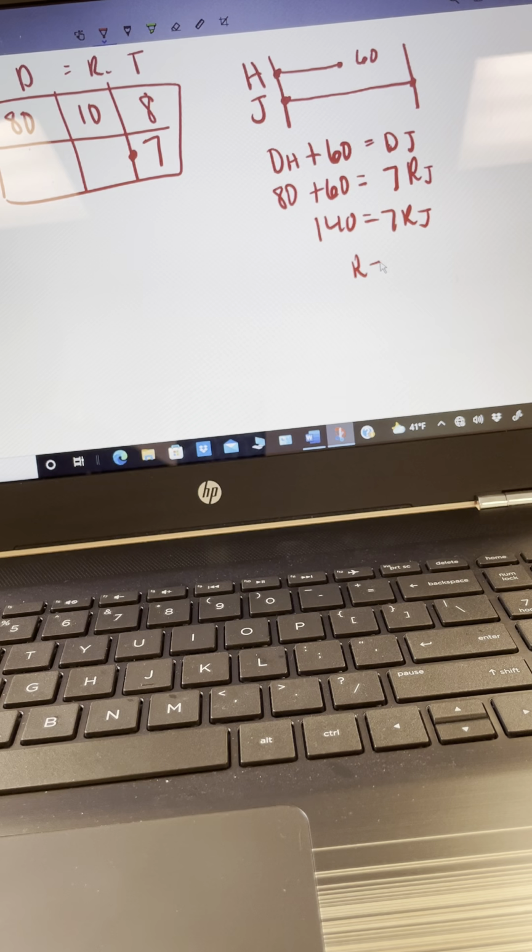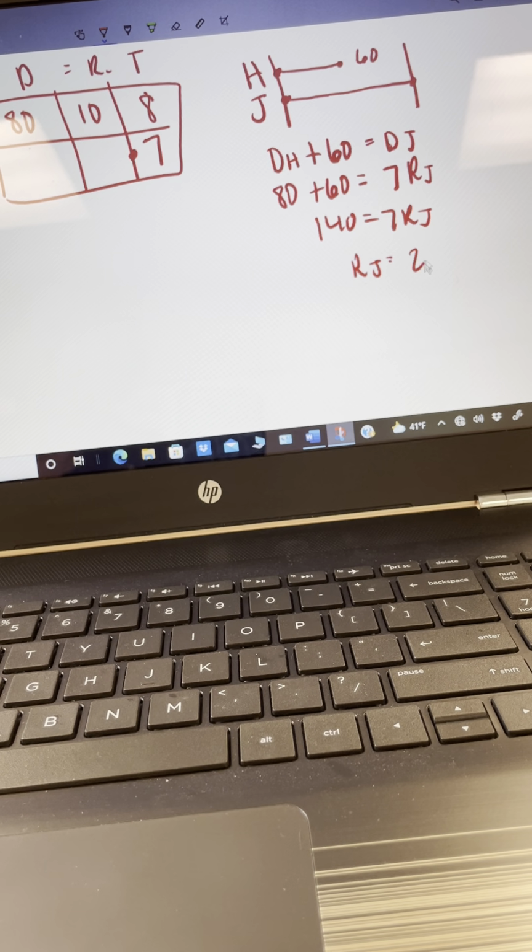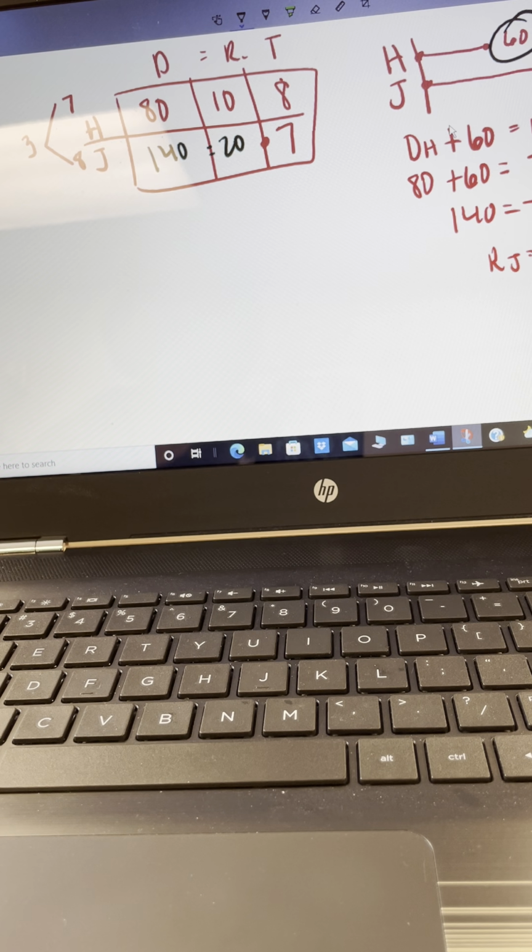So what's the rate of James? 20. So let's go back over here and put that in our box. The rate of James is 20. So what's the distance of James? 140, there you go. Is that a 60 mile difference? Yeah. So we're good. Okay, is it making sense at all?